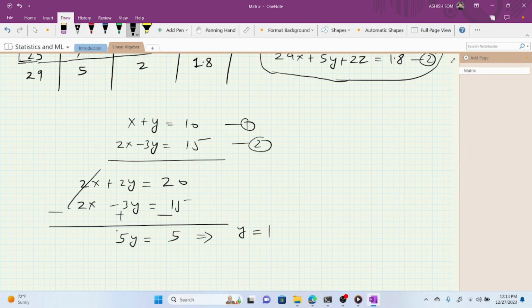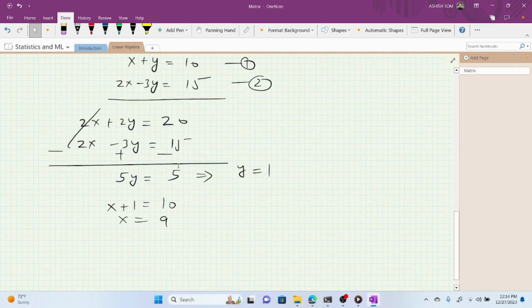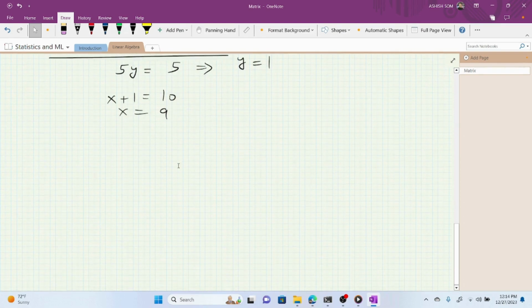So here I can say y equal to 1. If I put the value of y into any equation, x plus 1 will be 10, and like this we can say x equal to 9. So this is the method we solve. This is one method to solve linear equations. Another method to solve linear equations is using matrices.